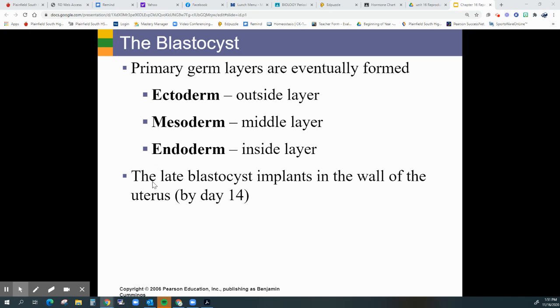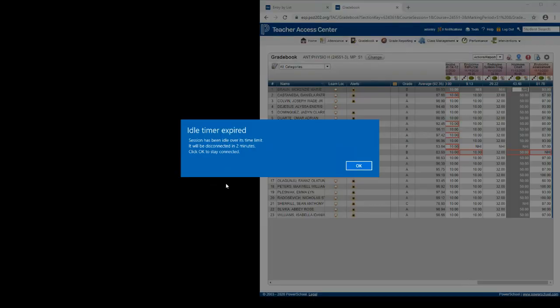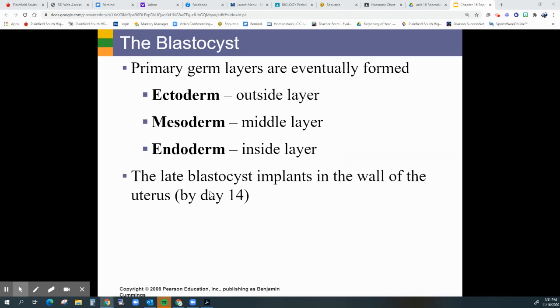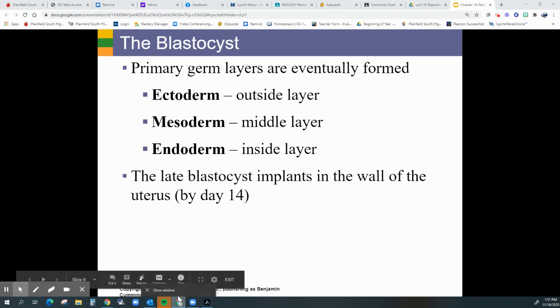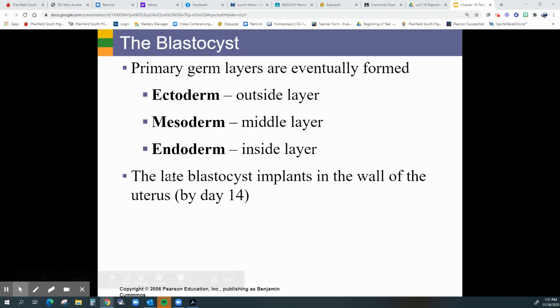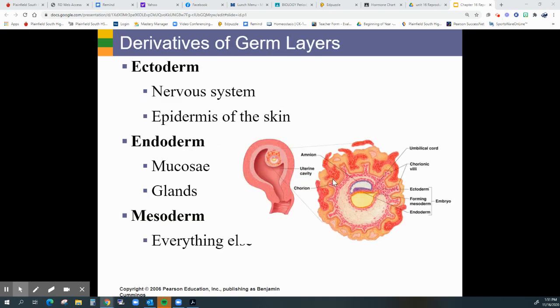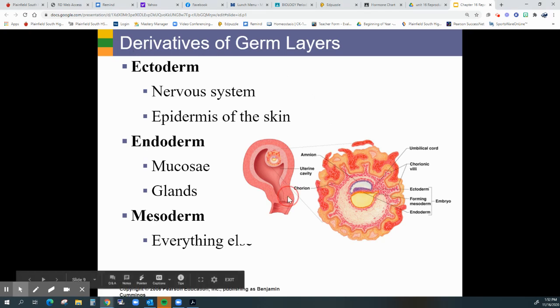The late portion of this, it'll try to implant itself hopefully by day 14. If it doesn't, then the cell no longer really can live on its own and then can be aborted, and then we'll end up with that at day 14. Okay. This just shows you a little bit of kind of what that looks like. So each one of those layers is going to turn into something.